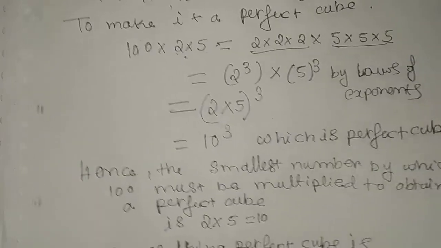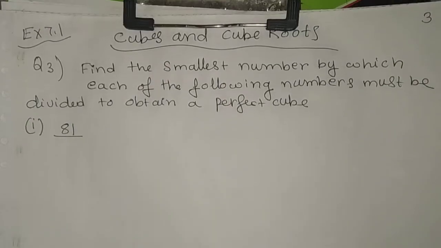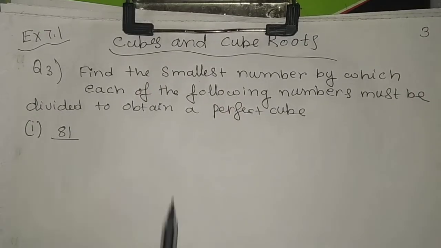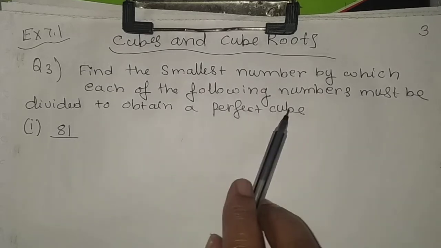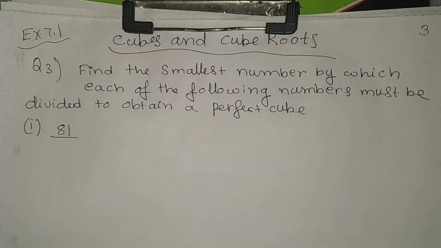This completes the second problem. We move on to the third problem. Find the smallest number by which each of the following numbers must be divided to obtain a perfect cube.